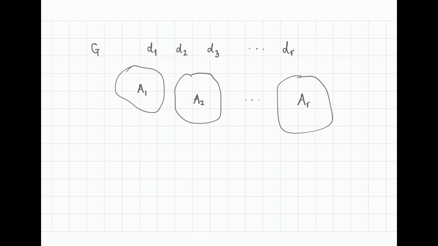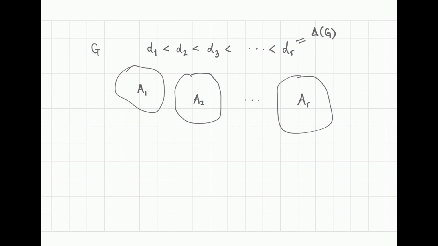Now, without loss of generality, let me say that the degrees are distinct. So let's say that they were identified in increasing order, which means that in particular, DR is actually the maximum degree of the graph G, right? So what we are going to try and do, just like we did before, is to convert this into a DR-regular graph. So the vertices in AR, we don't have to worry about them because they already have the degree that we want them to have, but everybody else has a bit of a deficit, right?